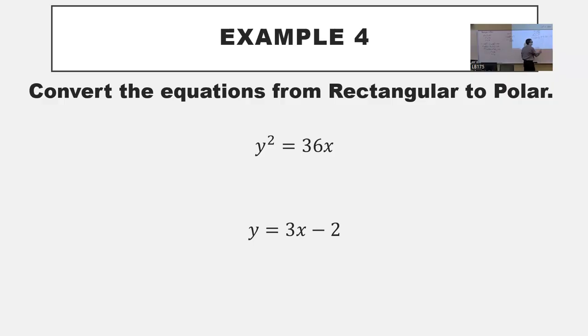I want you to try these two on your own. And then if you can, on each of them, when you convert into polar, solve for r. Write the polar equation as r is equal to a function of theta. Does that make sense? Get the r on the one side by itself. Try these two on your own.